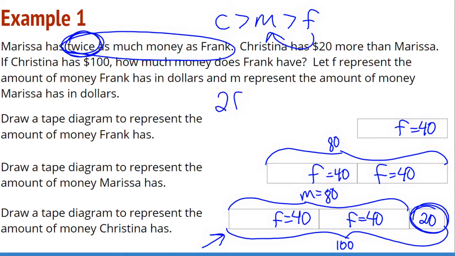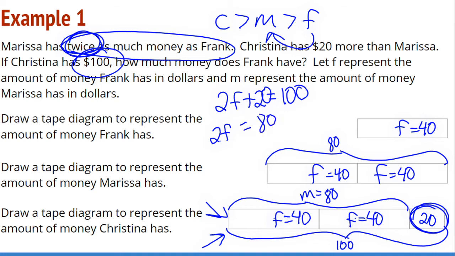We said 2 of Frank plus 20 is equal to the $100 that Christina has. And we found that right down here at the bottom, because these two squares are Marissa, and half of Marissa is what Frank is. So I can take that 20 off, do some identity stuff here. So 2 times Frank, if I subtract the 20, then I've just got 2 times Frank. Subtract the 20 here and I've got 80. And I've got 2 times Frank divided by 2, which leaves me with Frank. And I've got 80 divided by 2, which leaves me with 40. So there it is algebraically.